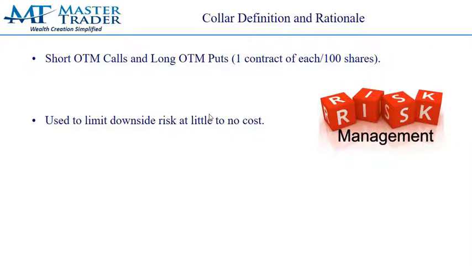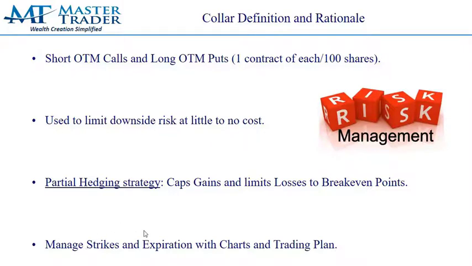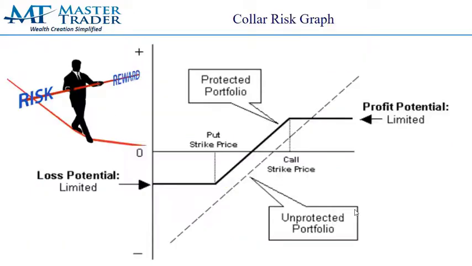We use this strategy to limit your downside risk at little to no cost, because if you do it right, it should pay for itself. And using the charts, you can actually put this on for a credit, so you're getting paid to put the position on. So it's a partial hedging strategy. We're capping our gains at the short call strike price plus any premium we received, but we're limiting our losses. And then you manage the strikes and the expiration with the charts and your own trading plan, which we obviously teach. This is the risk graph of this position.